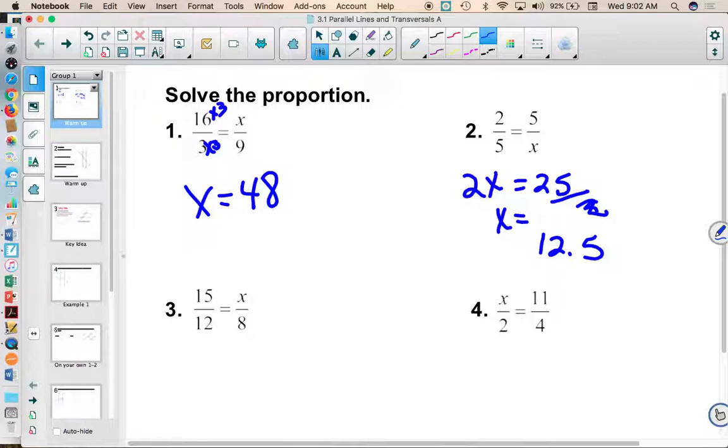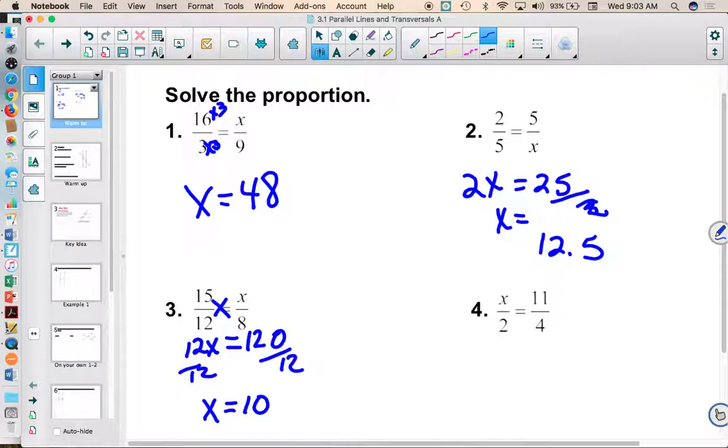Are you going to have to cross multiply again? Madison, what is x? 10. And here's what's happening. You have to cross multiply. So I have 12x equals 15 times 8, which is 120. Okay. And then you have to solve for the x. Divide by 12 on both sides, and you get x equals 10.